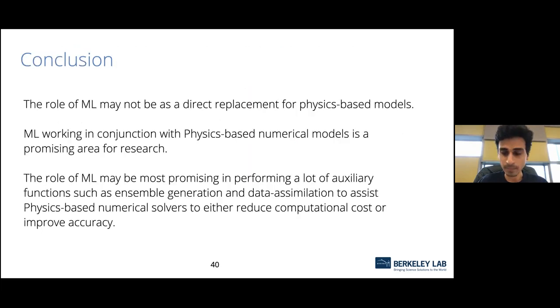In conclusion, the role of machine learning might not immediately be as a direct replacement for physics-based models. ML working in conjunction with a physics-based numerical model is a really promising area for research. Initially, the role of machine learning might be most promising in performing auxiliary functions, such as ensemble generation and data assimilation, to assist physics-based numerical solvers to either reduce the computational cost or improve the accuracy of existing physics-based models.